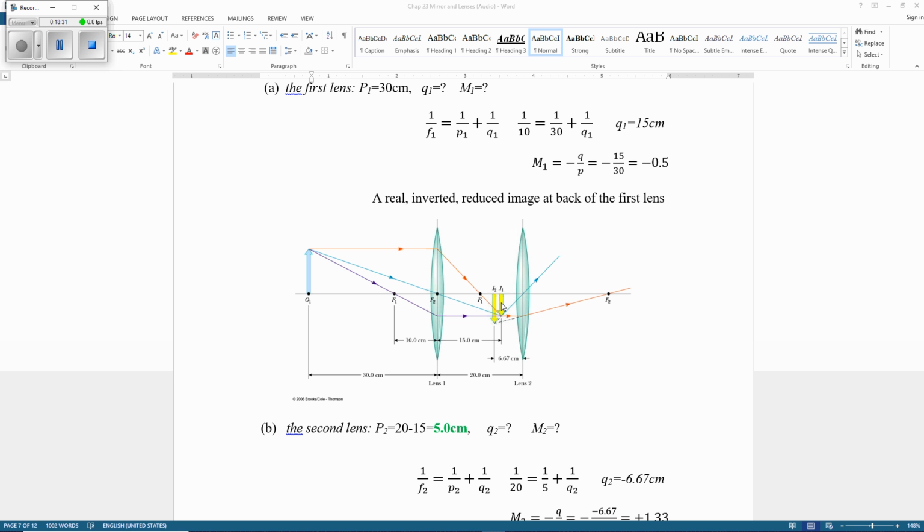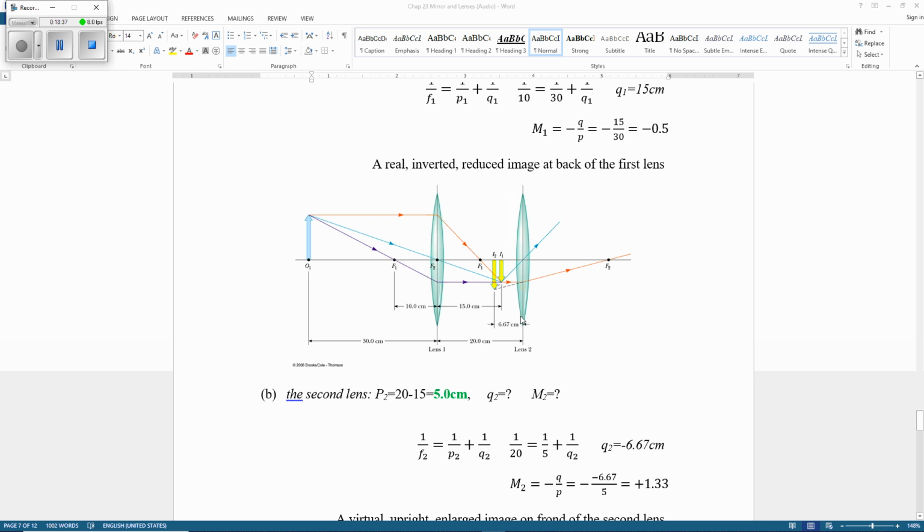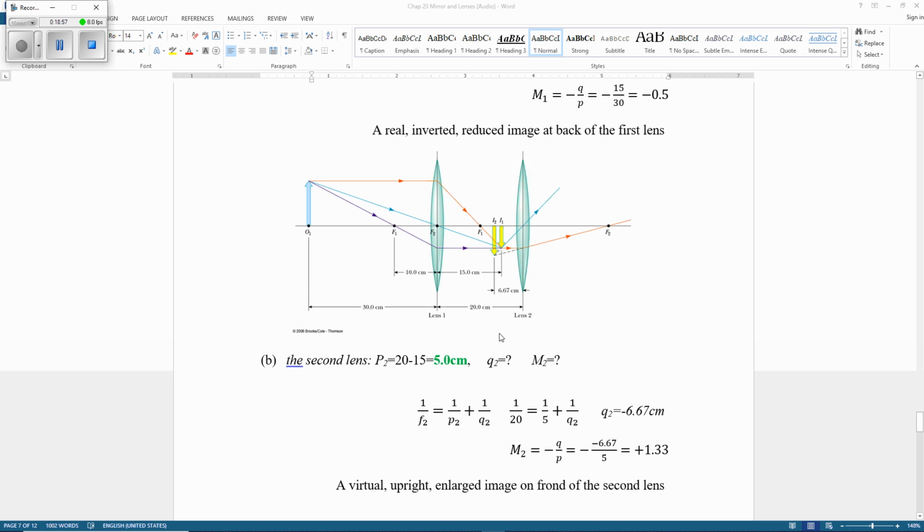Now the first image is going to be treated as the object of the second lens. So now we need to find this distance. The distance between the two lenses is 20 centimeters, given. So 20 minus 15 will give you that distance, which is P2, the object distance of the second lens. Okay, so P2 equals 20 minus 15, which gives you 5 centimeters.